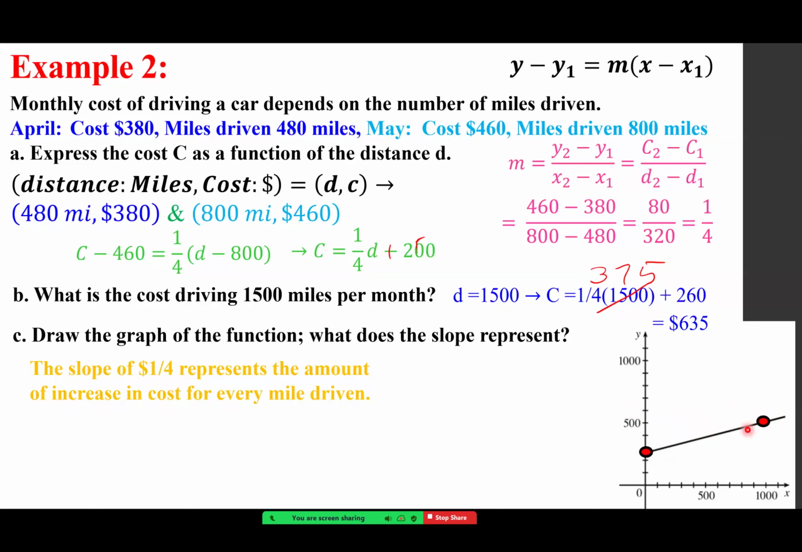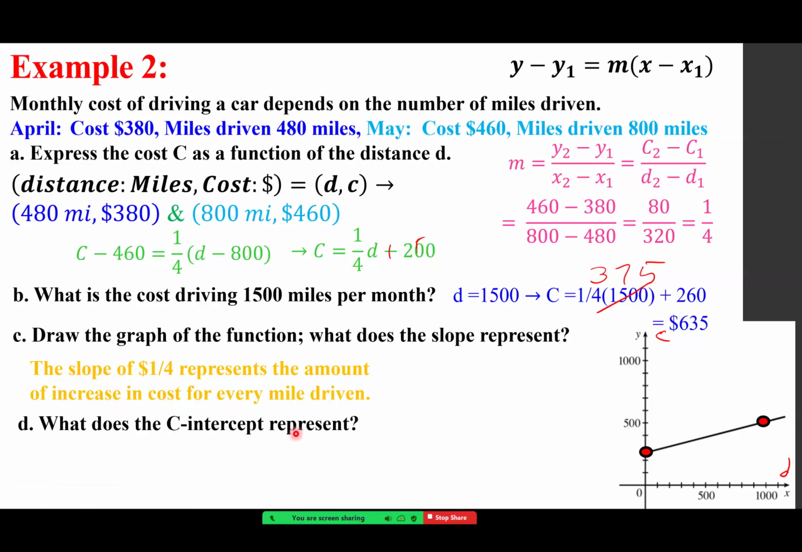Because the negative side represents negative distance. So x and y, this x represents the distance, and this y represents the cost. Now the slope of one-fourth of a dollar represents the amount of increase in cost for every mile driven. In other words, this is the fixed cost, and one-fourth for every mile will be added.